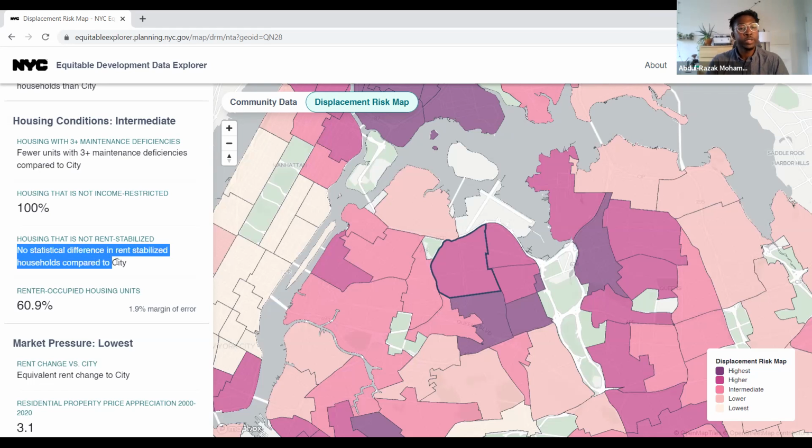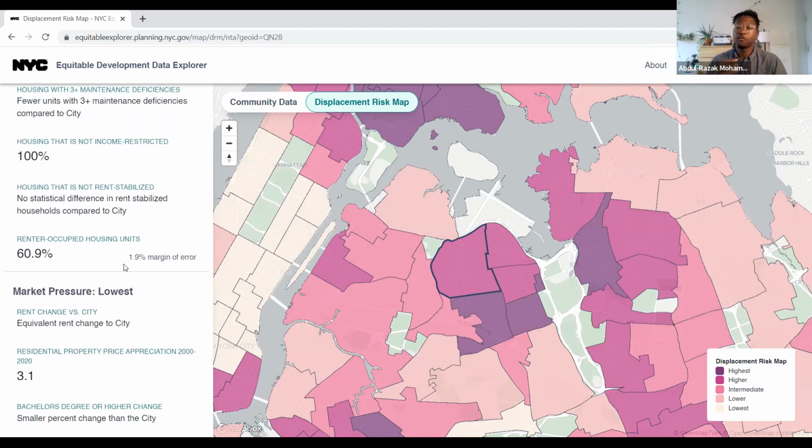Now, this third one is a good example of what happens when the data is not defined enough for us to have a clear answer. It says that when we talk about housing that is not rent stabilized, there's no statistical difference in rent stabilized households compared to the city. So that might mean that there's not a higher or lower when compared to the city. It might be considered close or similar, or they might not have enough data to make that comparison in a way that they're statistically confident about saying.